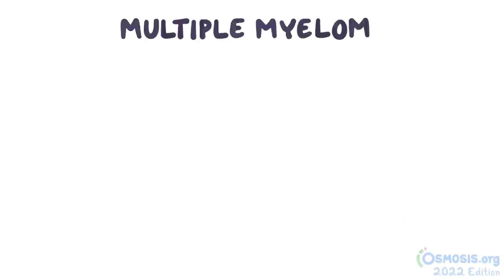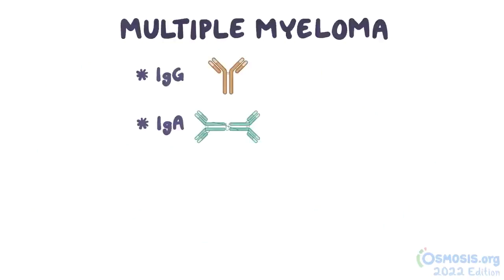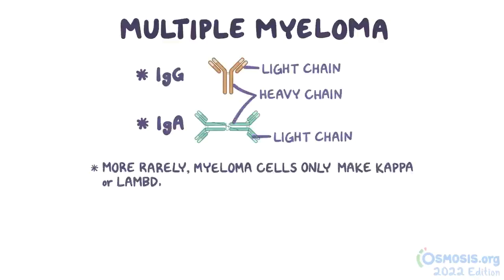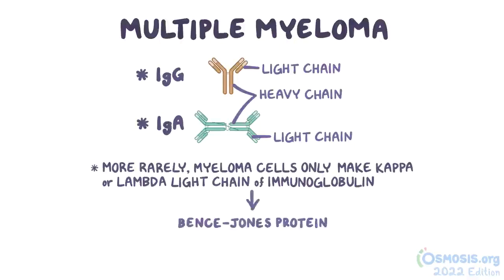In multiple myeloma, the most common M protein that's produced is IgG, followed by IgA, and these M proteins have both a heavy and a light chain. More rarely, the myeloma cells only make the kappa or lambda light chain of the immunoglobulin, and in that situation, the resulting protein is called the Bence-Jones protein.